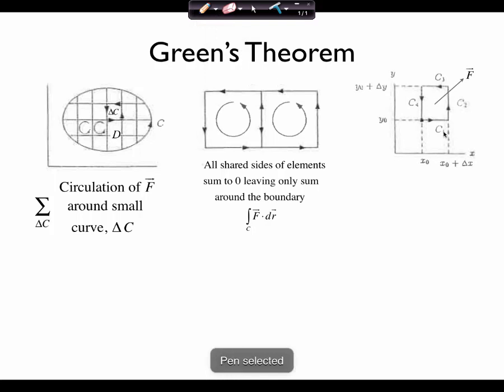That's C1, 2, 3, and 4. And so we're looking at one of these little things, and we've got the vector field. Here's the vector, say, I'm just drawing F right there for this little part of the interior. I want to evaluate this line integral around one of these little boxes, around one of these little delta C's. We'll start in the x direction by just looking at C1 and C3.